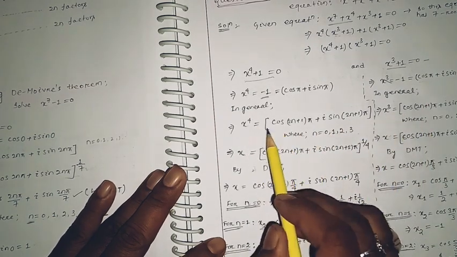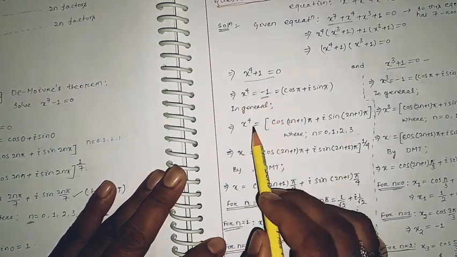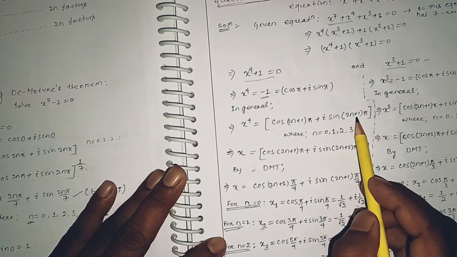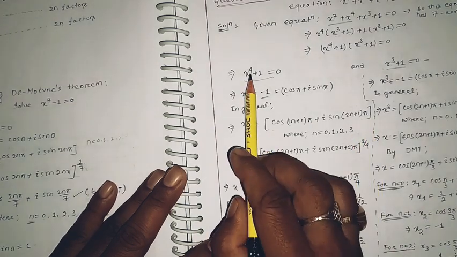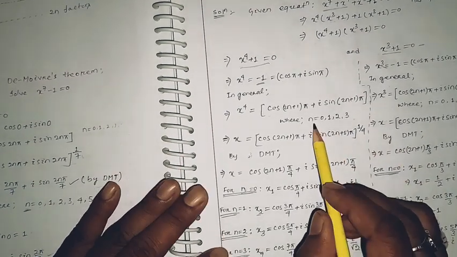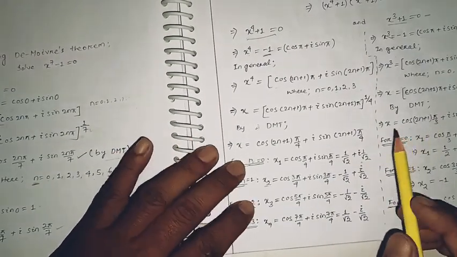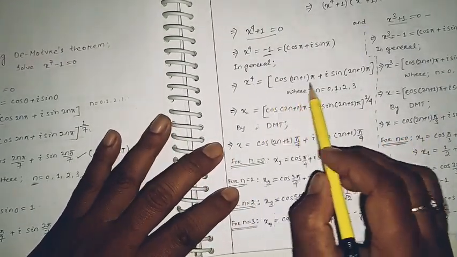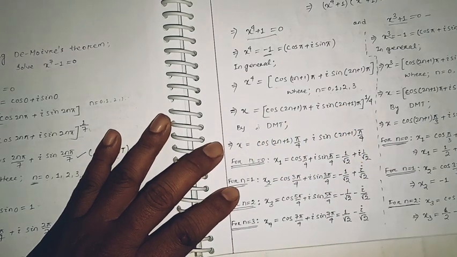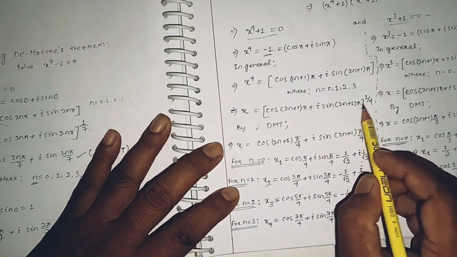So x to the power 4 in general can be written as x to the 4 equal to cos (2n plus 1) pi plus i sin (2n plus 1) pi. Here, as the power is 4, we have to evaluate 4 roots. So for 4 roots, we have to consider n equal to 0, 1, 2 and 3. Now if x to the 4 will be this much, x will be how much? x will be cos (2n plus 1) pi plus i sin (2n plus 1) pi, to the power 1 by 4.